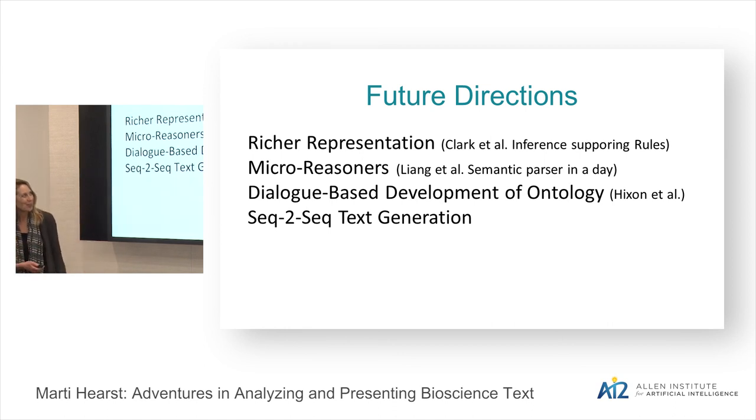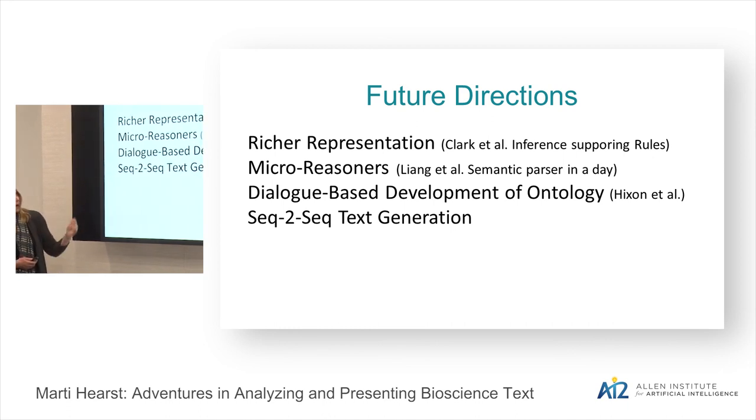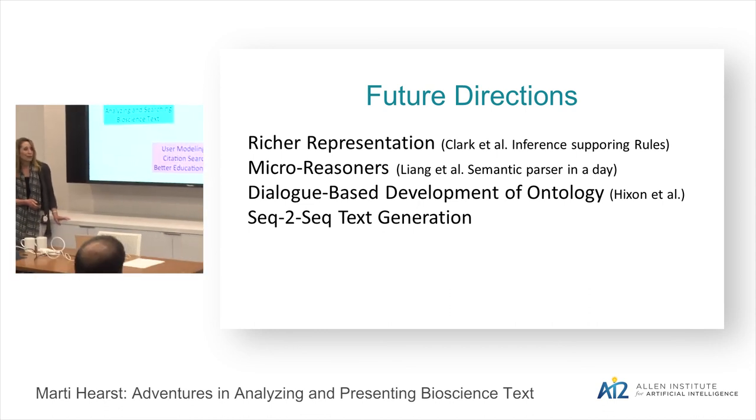So for future directions, we probably need a richer representation. Reading here, I saw a really interesting looking paper by Clark et al. on inference supporting rules, which might be a really interesting way to go. Micro reasoners, like Percy Liang's work on semantic parsing, might be helpful. Dialogue-based development of ontology might be cool, and I just saw a paper by Hickson et al. here, which looked pretty exciting. And of course, we need a better text generation tool, so maybe we can do some sequence-to-sequence generation in the future. I do want, yes?